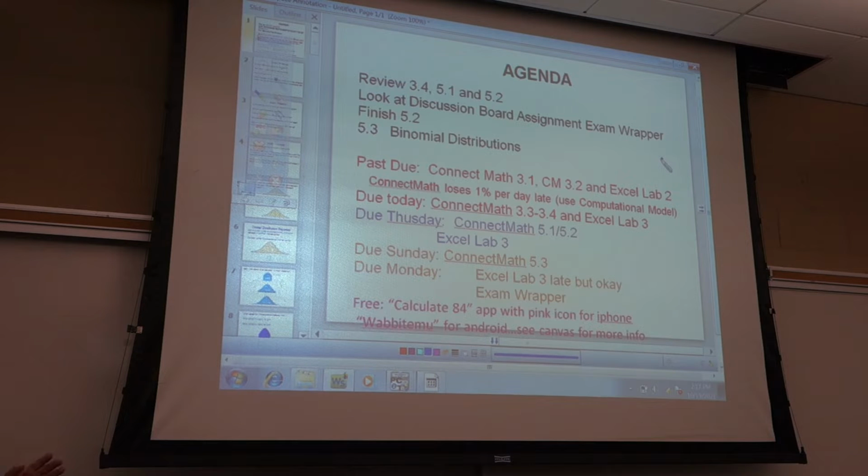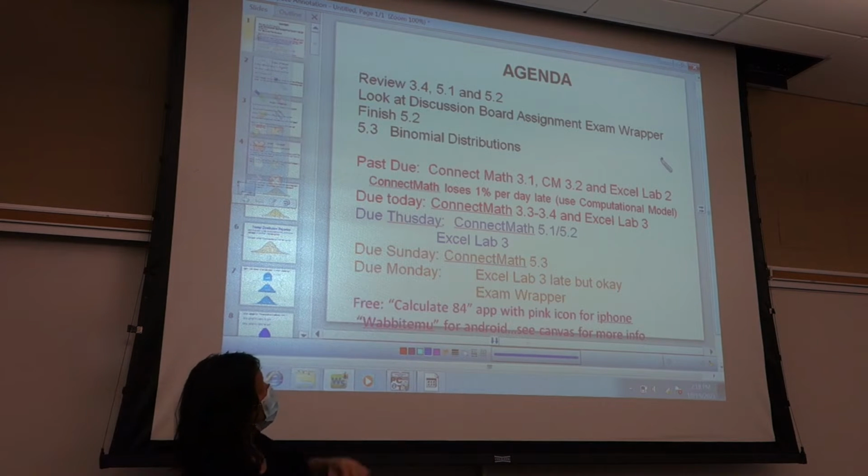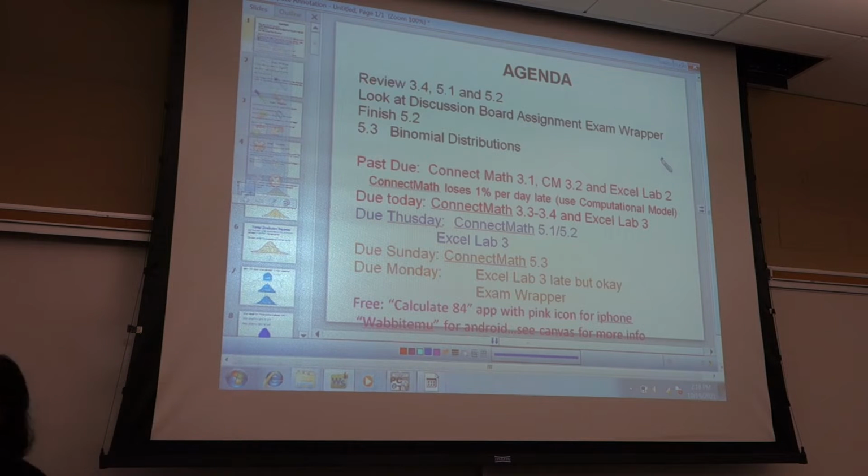Anytime your mean has a decimal in it, anytime your mean is not a whole number, you're going to want to use that. Today you have Connect Math 3.3, 3.4 due, and also Excel Lab 3 is due today. And I also bumped back the quiz from Connect Math 3.2 today as well, because I want to show you something that we're doing on this quiz you're working on right now.